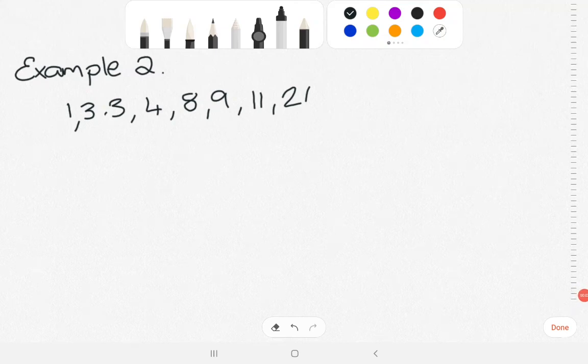Okay, so here's our second example. So again, we've got a second set of numbers. Okay, we don't have a context. I've not given you any contexts for the examples, but it could be anything. It could be the number of pupils absent in a class on however many different days or something like that. It doesn't change what we're going to do.